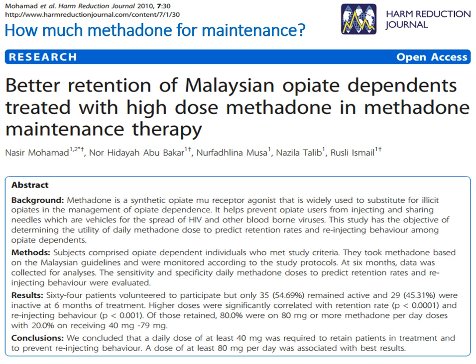Research in UM, University of Malaya here in Malaysia, showed that patients are better retained in programs if, following their initial stabilization, they get a reasonable dose of methadone to keep their cravings at bay. It was concluded in this study that a daily dose of at least 40 milligrams was required to retain patients in treatment and prevent re-injecting behavior. But they reckoned that a dose of 80 milligrams per day was associated with best results. That's in line with the results in Ireland, where the range of methadone use is between about 60 and 120 milligrams daily.